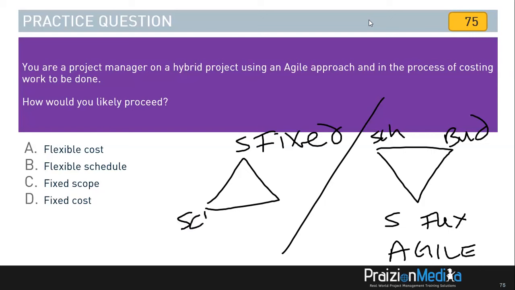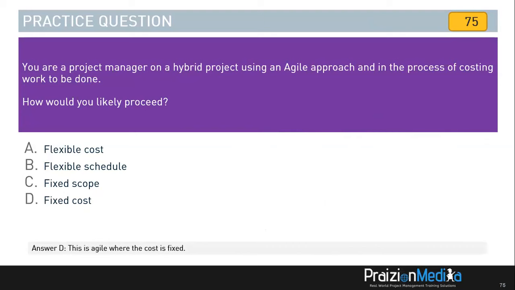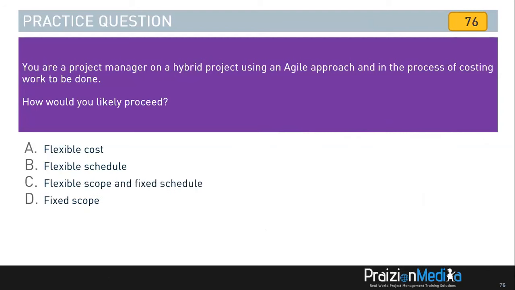In the world of traditional, schedule and budget are estimated or flexible, if you will. So, my friends, in light of this, the best answer is none other than D. This is agile where the cost is fixed. Let's move on. Next question.